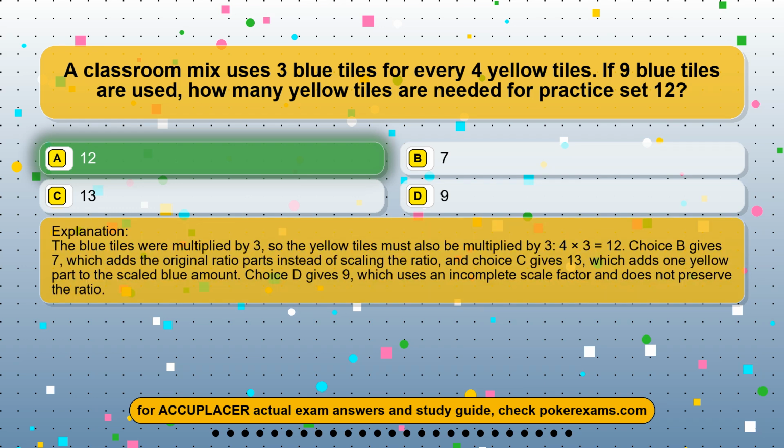The blue tiles were multiplied by 3, so the yellow tiles must also be multiplied by 3. 4 times 3 equals 12. Choice B gives 7, which adds the original ratio parts instead of scaling the ratio, and choice C gives 13, which adds one yellow part to the scaled blue amount. Choice D gives 9, which uses an incomplete scale factor and does not preserve the ratio.